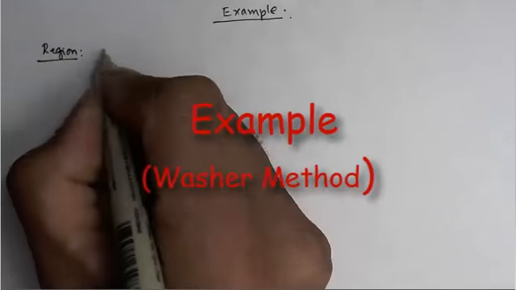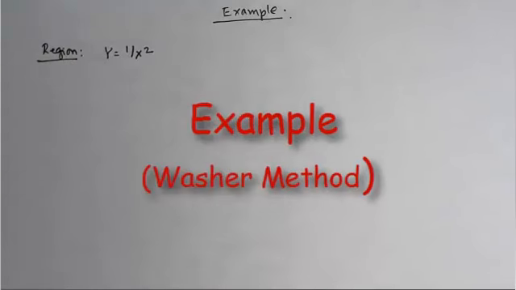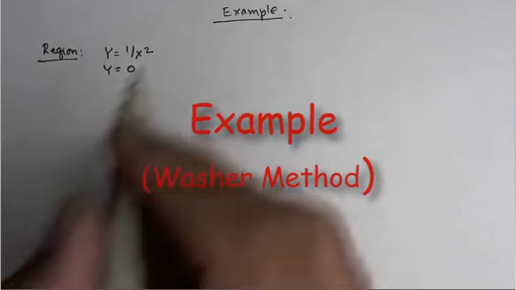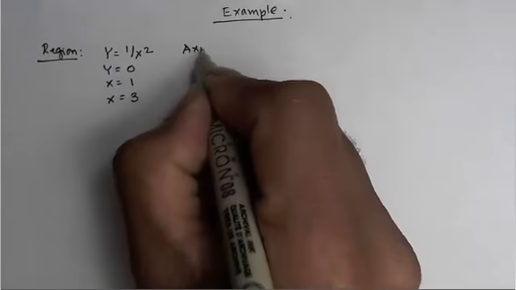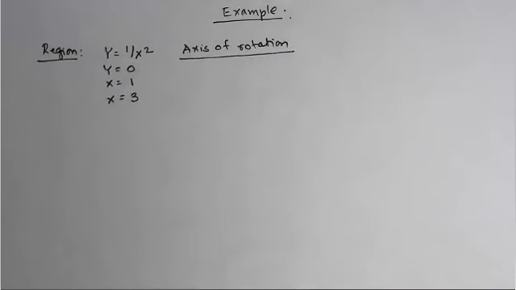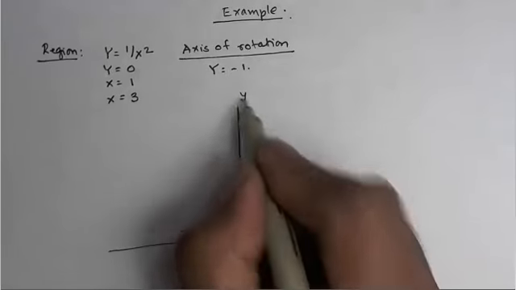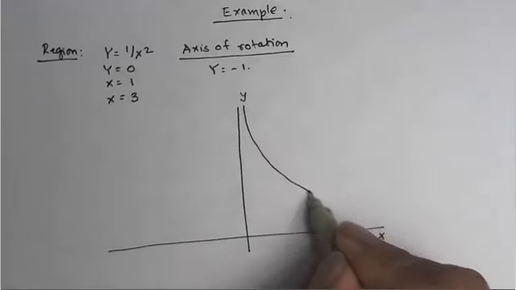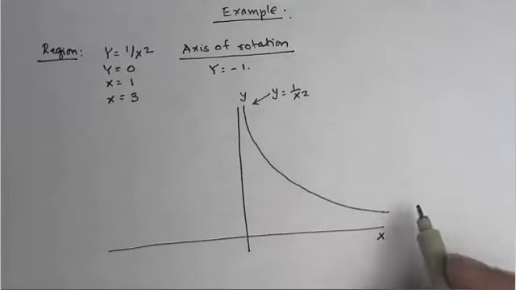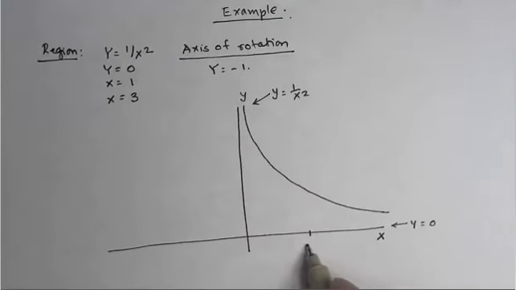Okay, example of the washer method from Stewart's book. I'm just writing out the region and the axis of rotation. Now drawing the axis, the regions, the axis of rotation, and rotating the volume.